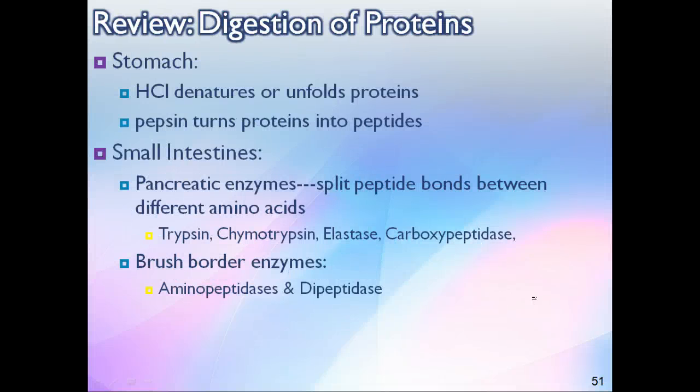Protein digestion begins in the stomach. In the stomach, we first use hydrochloric acid to denature and unfold our proteins. And once our proteins are unfolded, we can attack those peptide bonds between amino acids, first with pepsin. Once we move into the small intestine, we have pancreatic enzymes that further break up those peptide bonds. Those pancreatic enzymes include trypsin, chymotrypsin, elastase, and carboxypeptidase. But again, these are going to break our large proteins into smaller polypeptides.